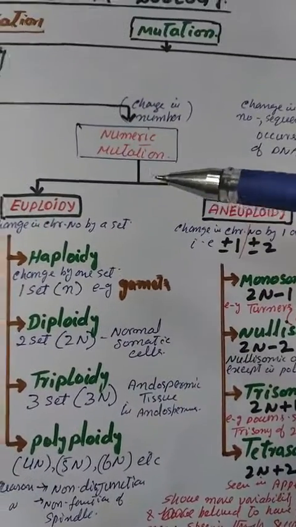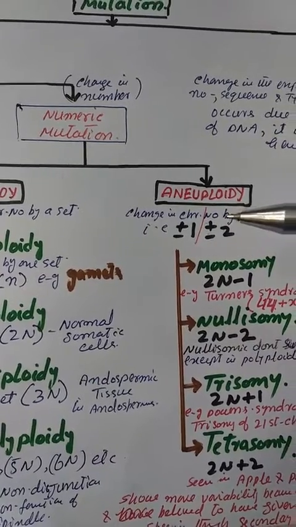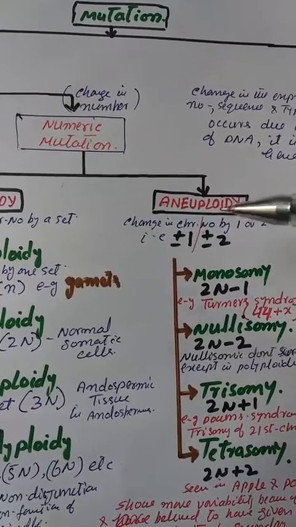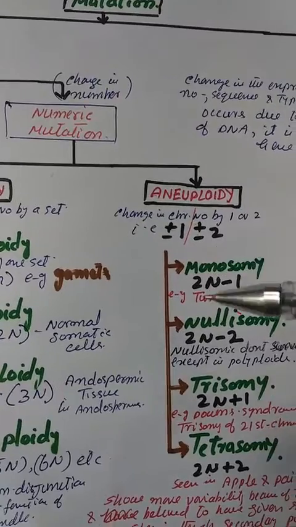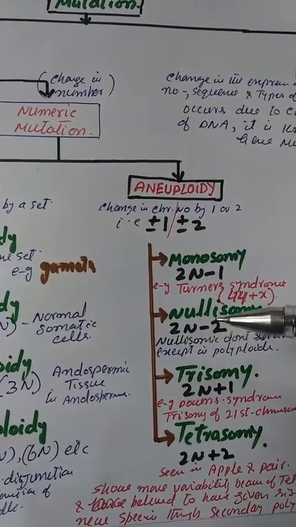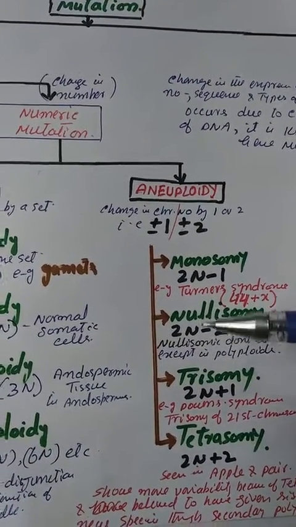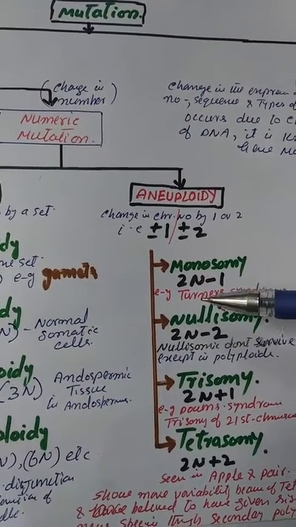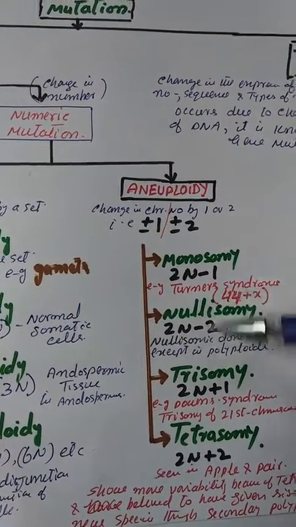Now, the second type of numeric mutation is what we call aneuploidy, where the change in chromosomes occurs by 1 or 2, that is plus minus 1 or plus minus 2. It occurs in different forms. The different forms of aneuploidy are monosomy, nullisomy, trisomy, and tetrasomy. As far as monosomy is concerned, it is represented by 2n-1. It is an aneuploid in which one chromosome is devoid of its homologue.